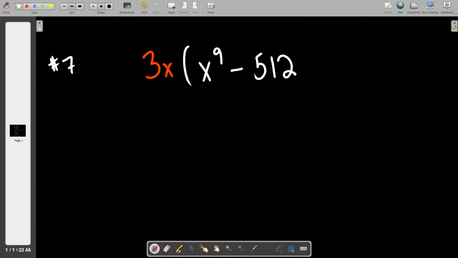So number 7, the first thing I have to do is pull out a GCF. And the GCF looks to me to be a 3 for sure. And then I can also pull out a singular x. We agree on that? Which is going to leave us with x to the 9th minus, what is that, 512. That's it. We agree? Okay, so what is that?